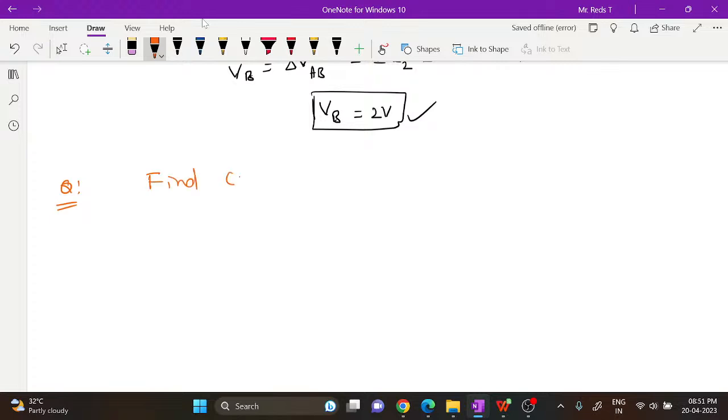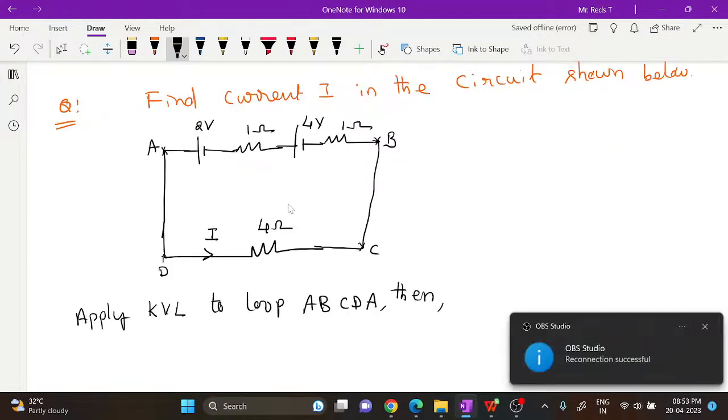Find the current I in the circuit shown in the figure. For the circuit shown, you have to first give the sign conventions.